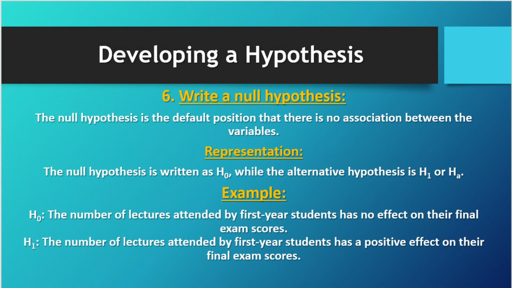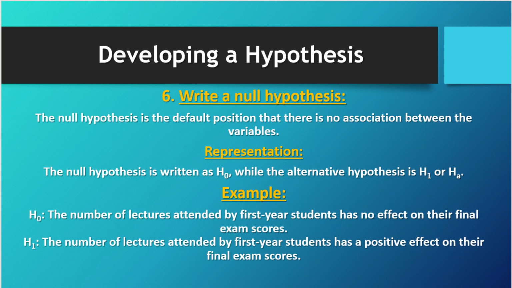Sixth point is to write a null hypothesis. If your research involves statistical hypothesis testing, you will also have to write a null hypothesis. The null hypothesis is a default position that there is no association, no relationship between the variables. The null hypothesis is written as H0, while the alternative hypothesis is written as H1 or HA.